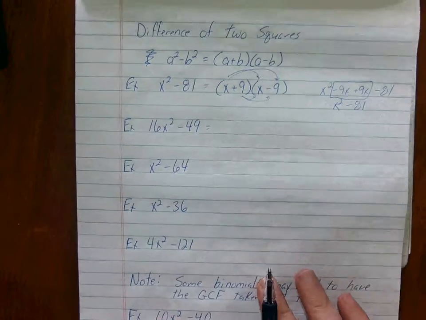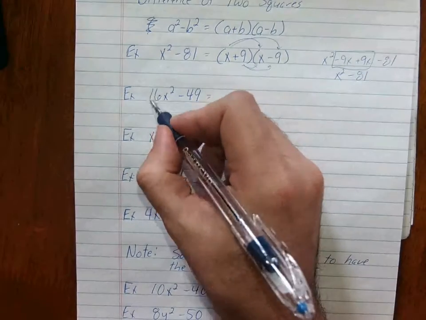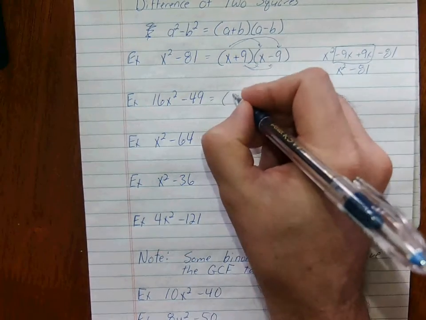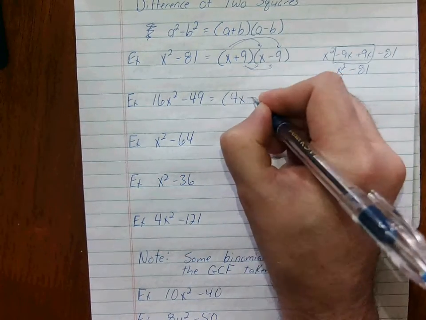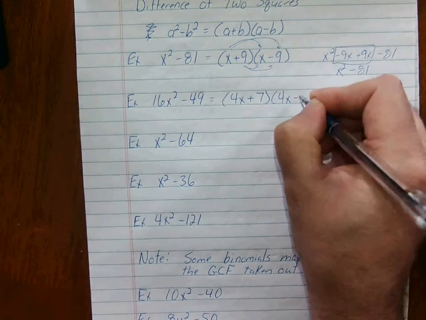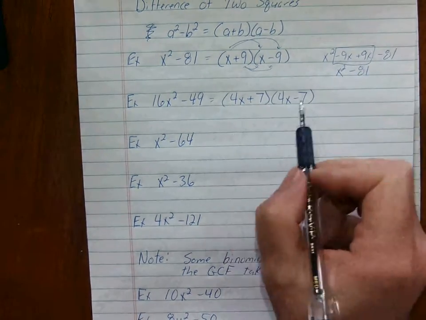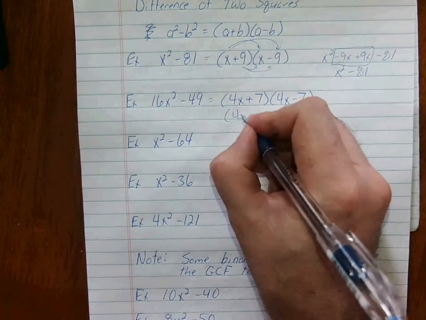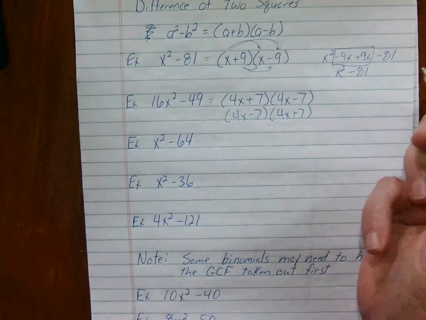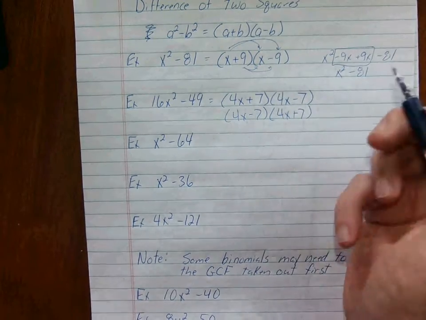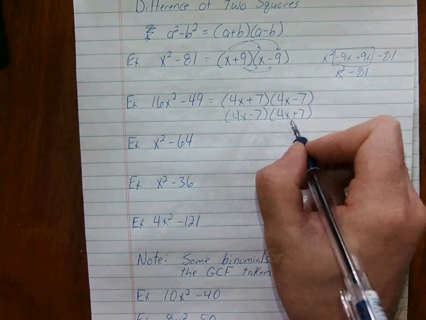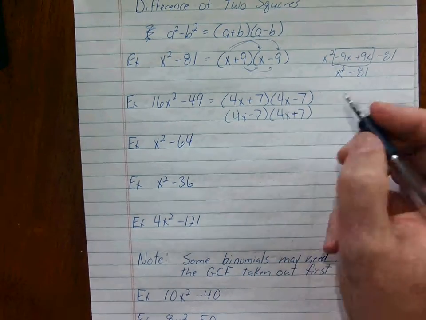So if we do the next problem here, if you take the square root of that and the square root of this, you'd have 4x plus 7 and 4x minus 7. Now if you switch these around, if you had 4x minus 7 first and 4x plus 7 second, it's the same thing. You can rearrange these, it doesn't matter, just as long as the numbers are correct and one of them is positive, one of them is negative. So either one.